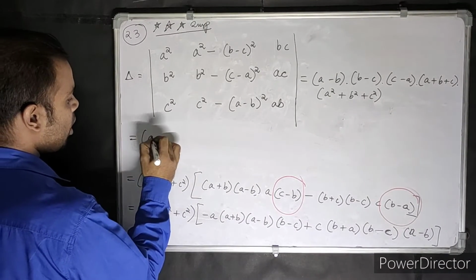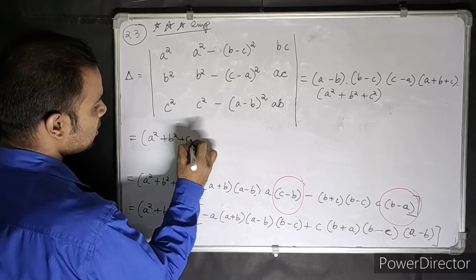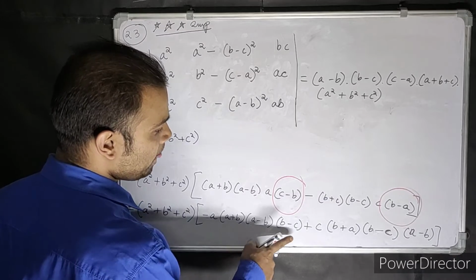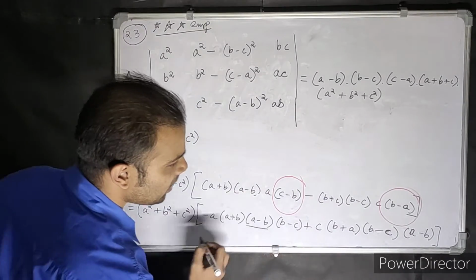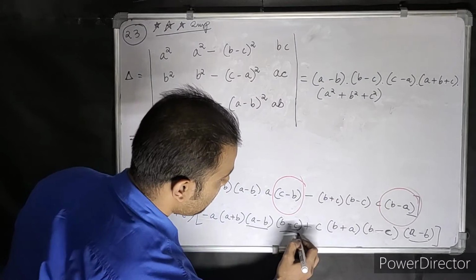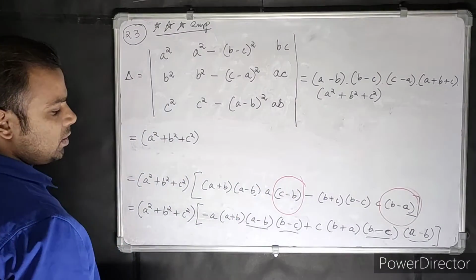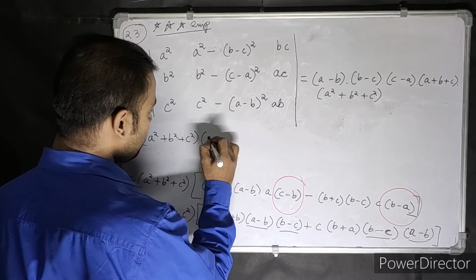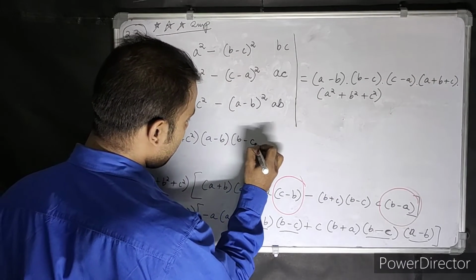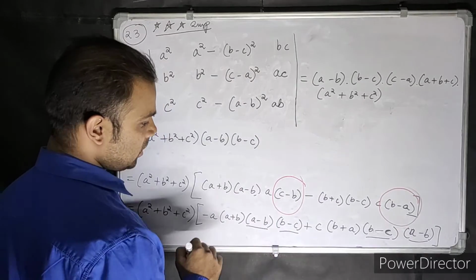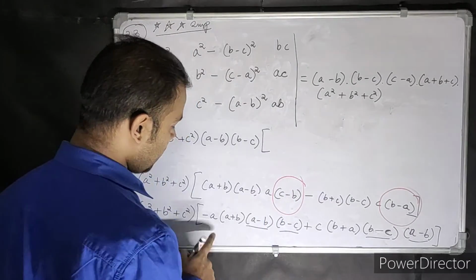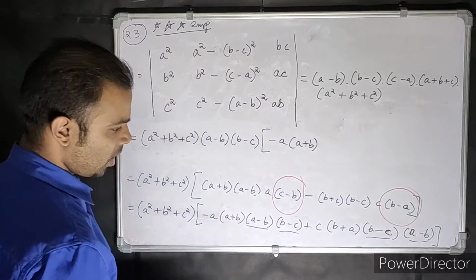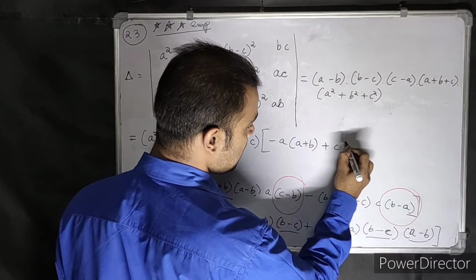So from here, if you take out common, what do you get? a square plus b square plus c square was already written. Now from here, you have to take out a minus b common and b minus c common. See, a minus b here, a minus b here, b minus c here, and b minus c is there. So let's write a minus b, b minus c. A minus b, b minus c came out as common. Inside the bracket, you are left with what? Minus a plus b. Over there you are left with plus c.